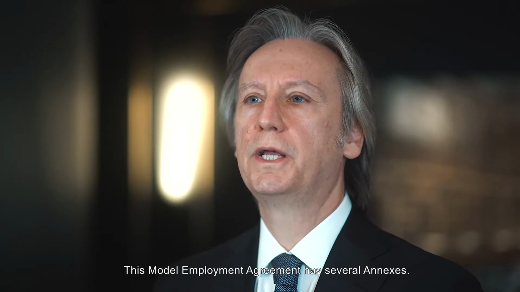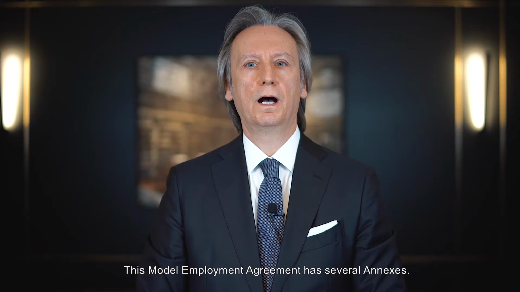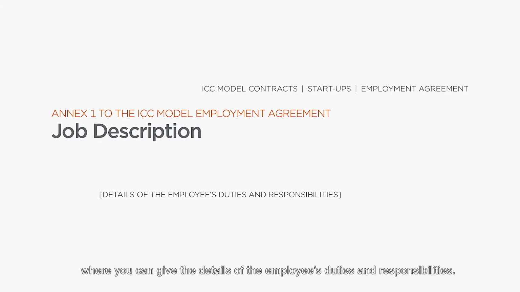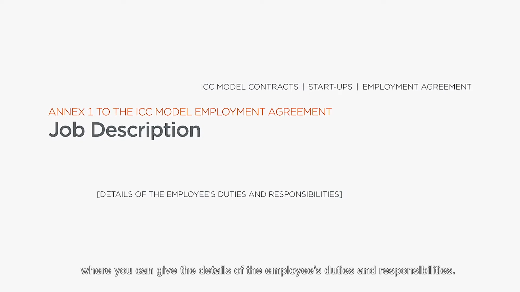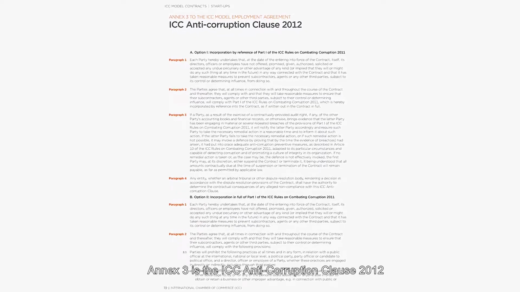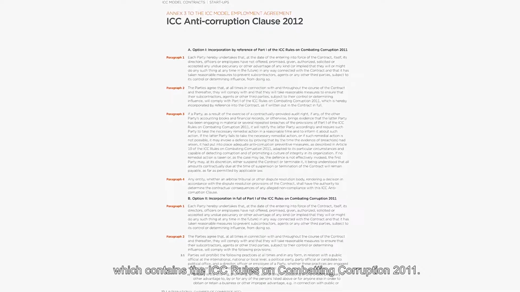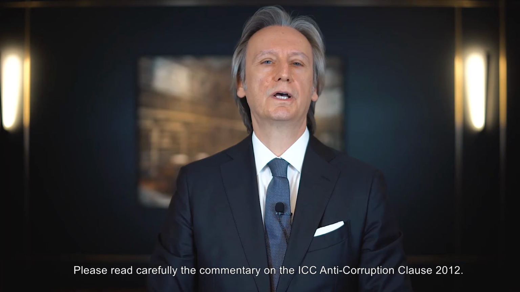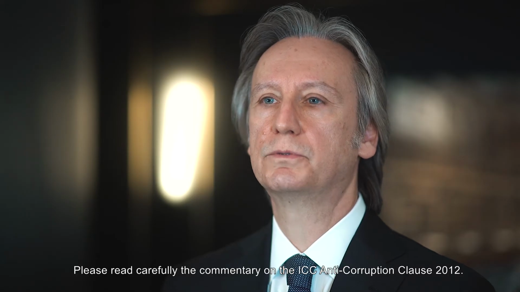This Model Employment Agreement has several annexes. Annex 1 is related to job description, where you can give the details of the employee's duties and responsibilities. Annex 2 is the ICC Confidentiality Clause 2016. There is nothing to fill in. Annex 3 is the ICC Anti-Corruption Clause 2012, which contains the ICC Rules on Combating Corruption 2011. Please read carefully the commentary on the ICC Corruption Clause 2012.